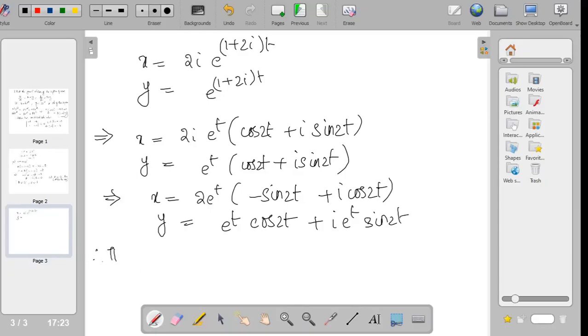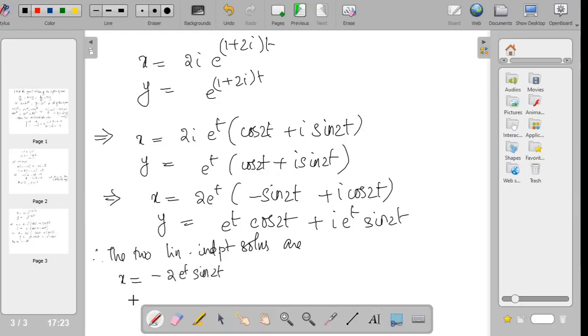So therefore the two linearly independent solutions are: x = -2 e^t sin 2t and y = e^t cos 2t, that is, take the real parts of both. And the imaginary part will give the second set of linearly independent solutions. So that is x = 2 e^t cos 2t and y = e^t sin 2t.